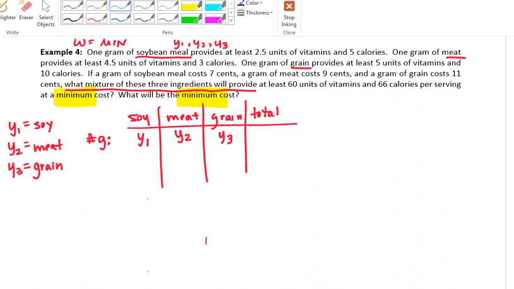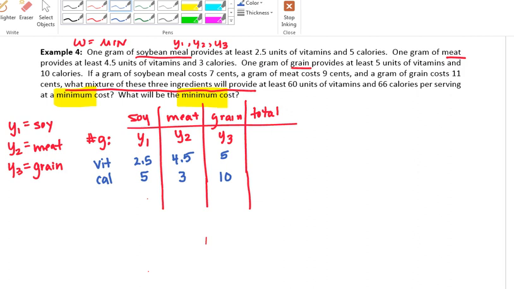1 gram of soybean meal provides at least 2.5 units of vitamins. That looks like a piece of information: 2.5 vitamins, and 5 calories. 1 gram of meat provides at least 4.5 units of vitamins and 3 calories. 1 gram of grain provides at least 5 units of vitamins and 10 calories. Now, I'm assuming why they're saying at least here, where normally we would equate that with an inequality, is because these are minimums depending on the type of meat, the type of grain, the type of soy that you have. So these are the minimums. You could have more.